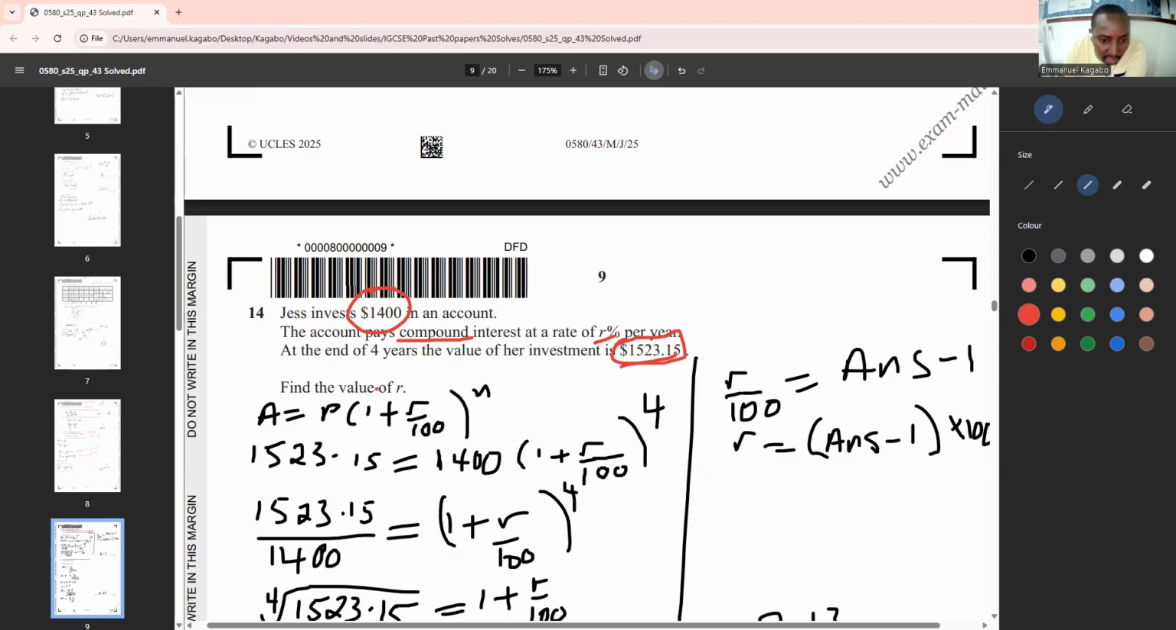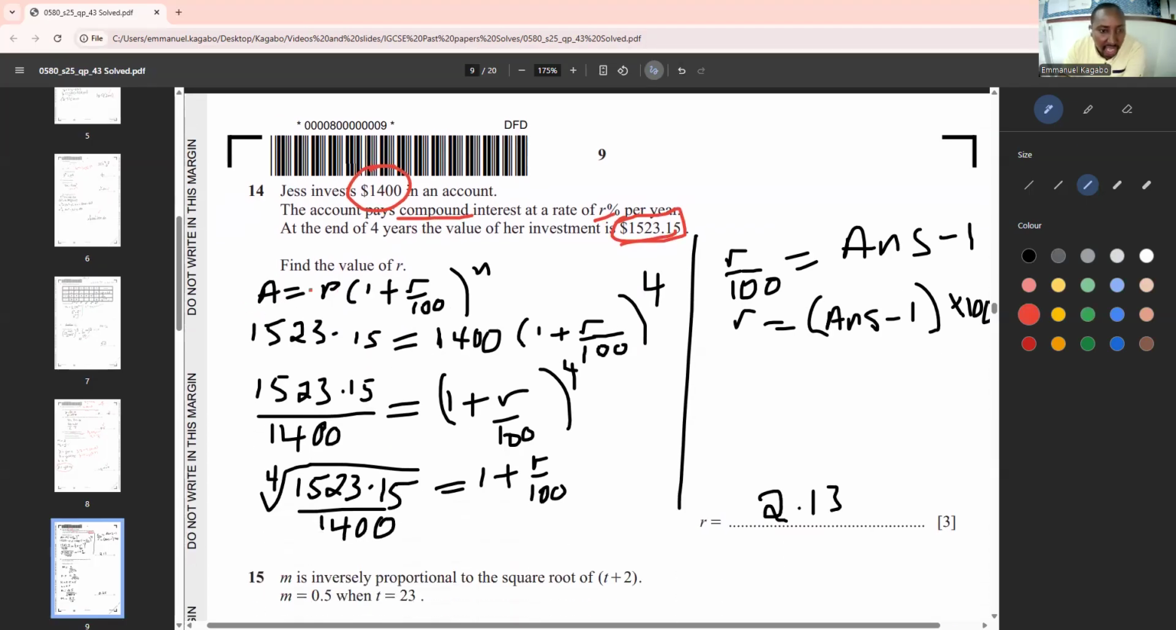So this time around, it's compound interest, and the formula for compound interest is A equals P, bracket 1 plus R over 100, power N, where P is the amount of money invested, R is the percentage interest, N is the number of years, and A is the total value of the amount after a given period of time. Now, the value of A is that, and the amount of money invested, which is P, is this one. So 1 plus R over 100 power 4.